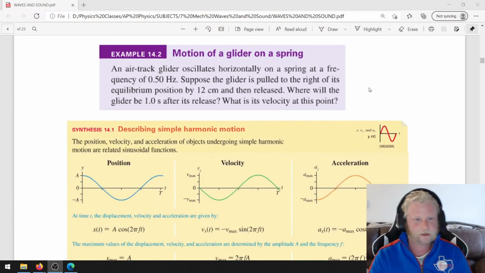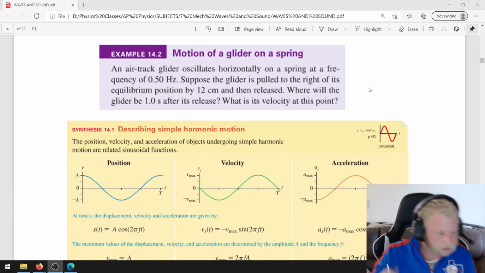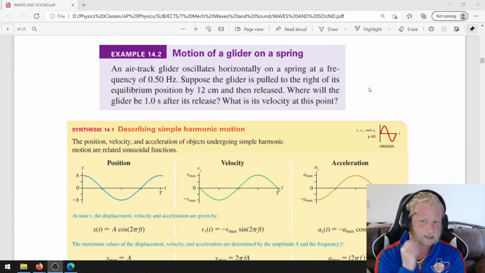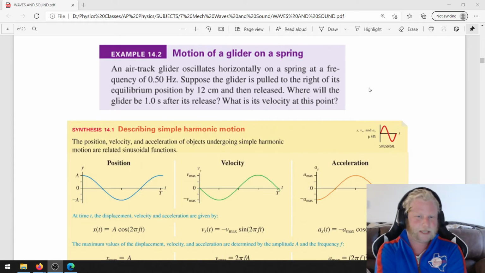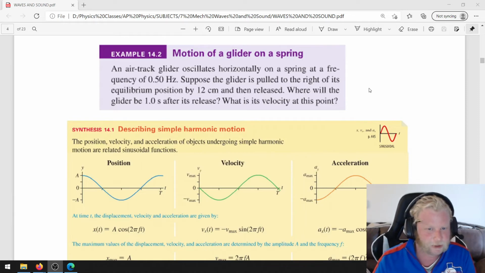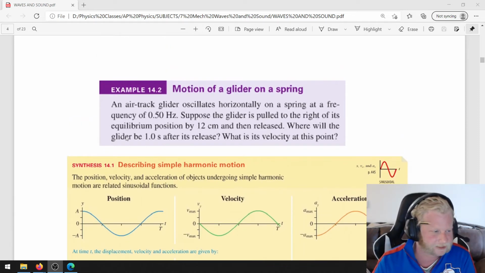So now let's take a look at example 14.2, motion of a glider on a spring. An air track glider oscillates horizontally on a spring at a frequency of 0.5 hertz. Suppose the glider is pulled to the right of its equilibrium position by 12 centimeters and then released. Where will the glider be 1 second after its release? What is its velocity at this point? So take a second, pause the video, see if you can't figure that out.